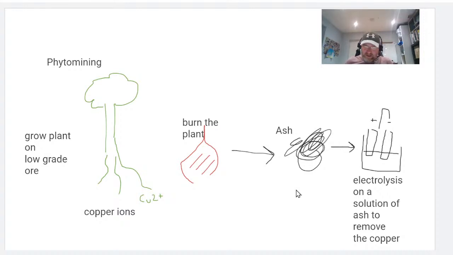Let me just quickly see. Phyto. Yes, you do. You've got phyto extraction. So yes, you have extracting metals by bioleaching or they call it phyto extraction, but it's essentially phytomining. So it is in OCR.